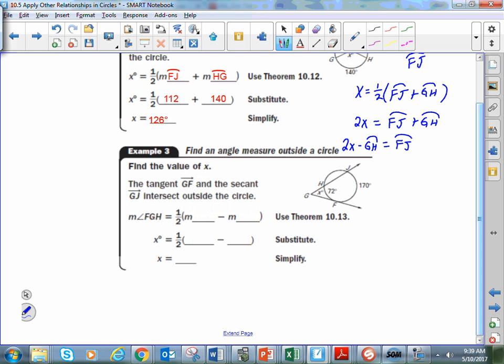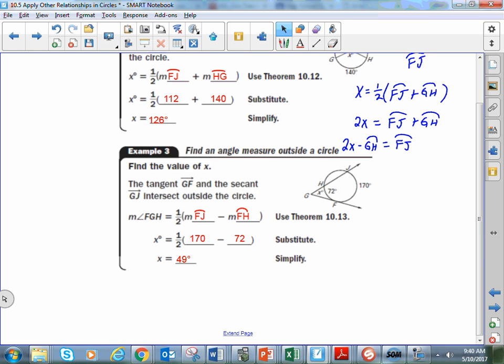Here, find the value of angle x. Again, we're looking at something on the outside. So in this case, the angle on the outside is going to be half of the difference of the bigger arc minus the smaller arc. Substitute your numbers, make sure you do your order of operations, subtract 72 from 170 inside the parentheses first, and then take half of it and get 49.